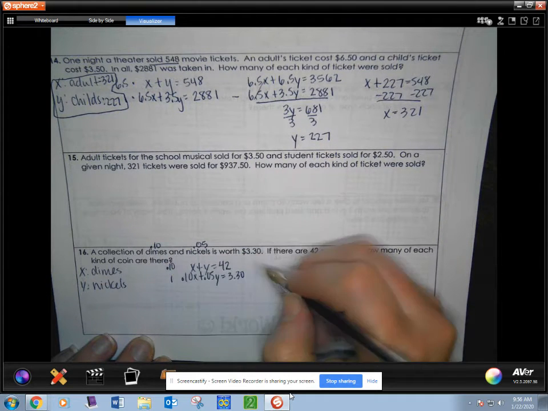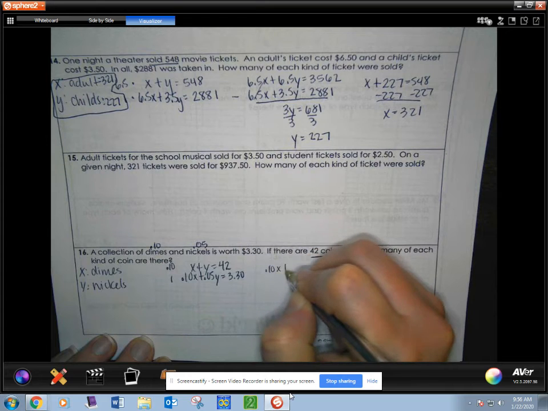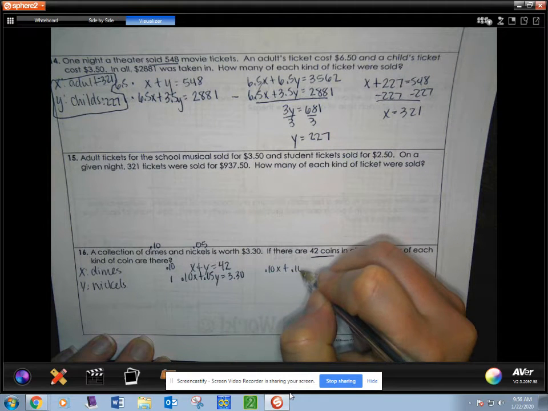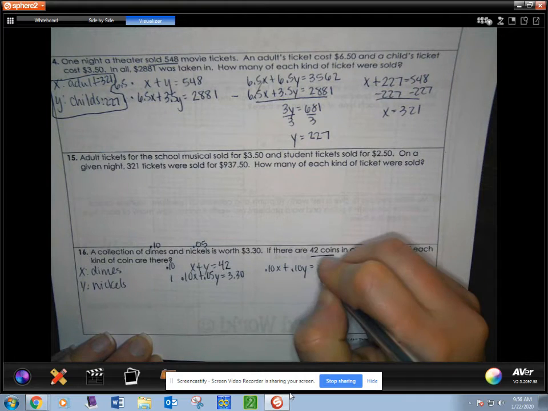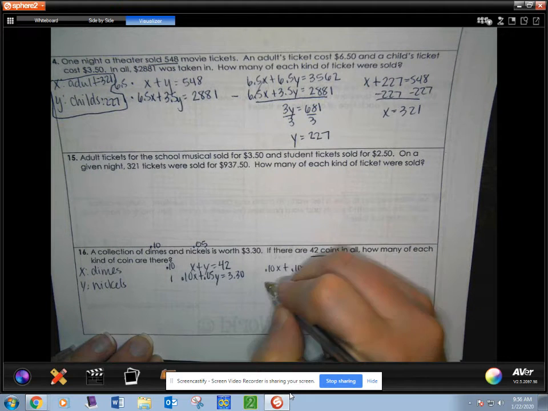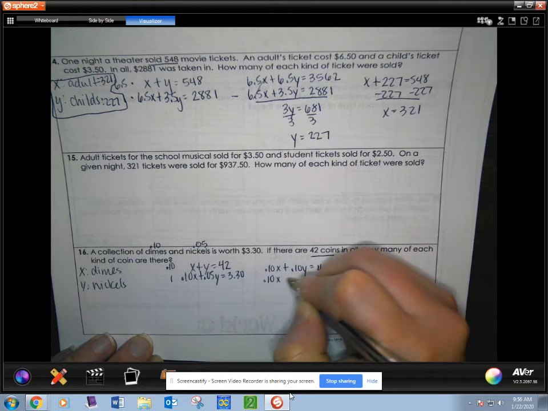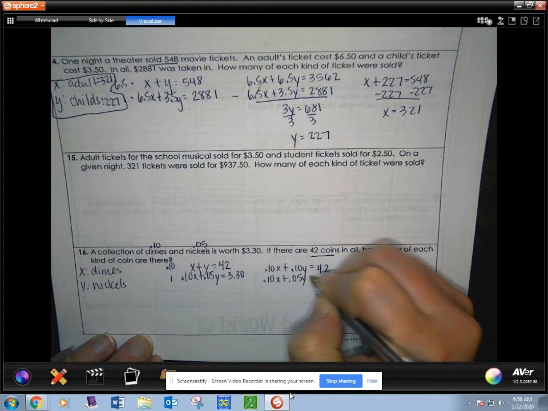Okay, so 0.10 times x is 0.10x. 0.10 times y is 0.10y. And if you need to see it, 0.10 times 42 would be 4.2. When you're multiplying by 1, it doesn't change anything. So the bottom equation stays the same.